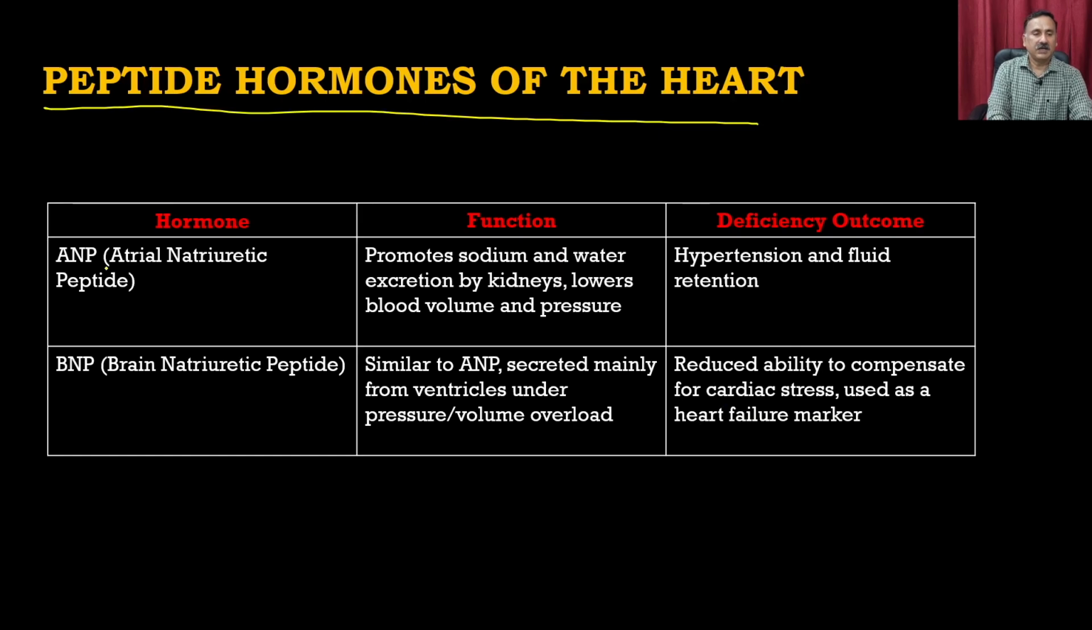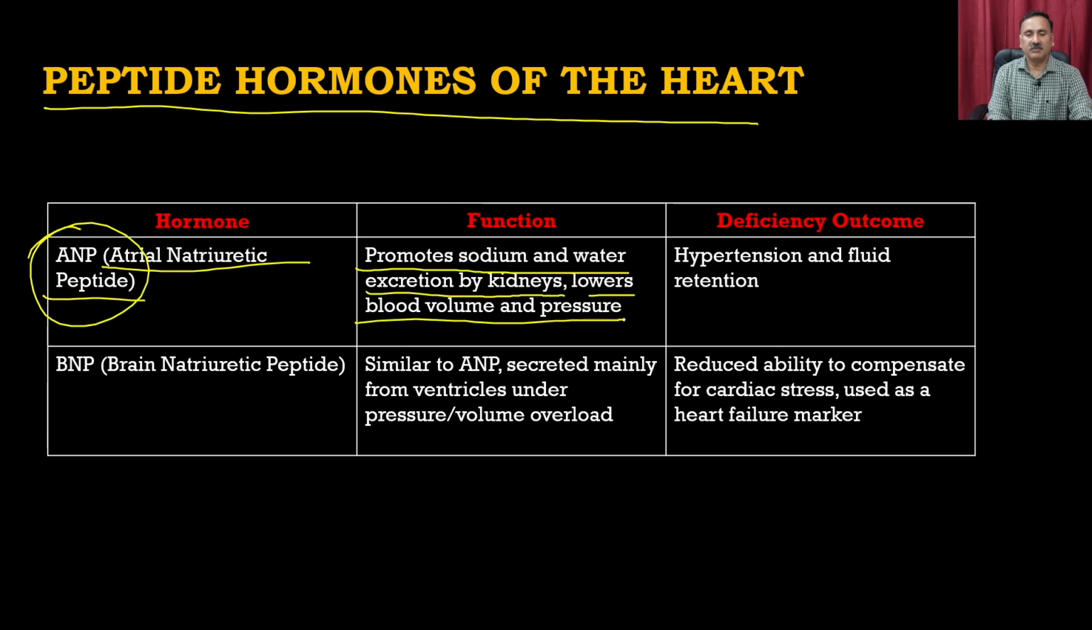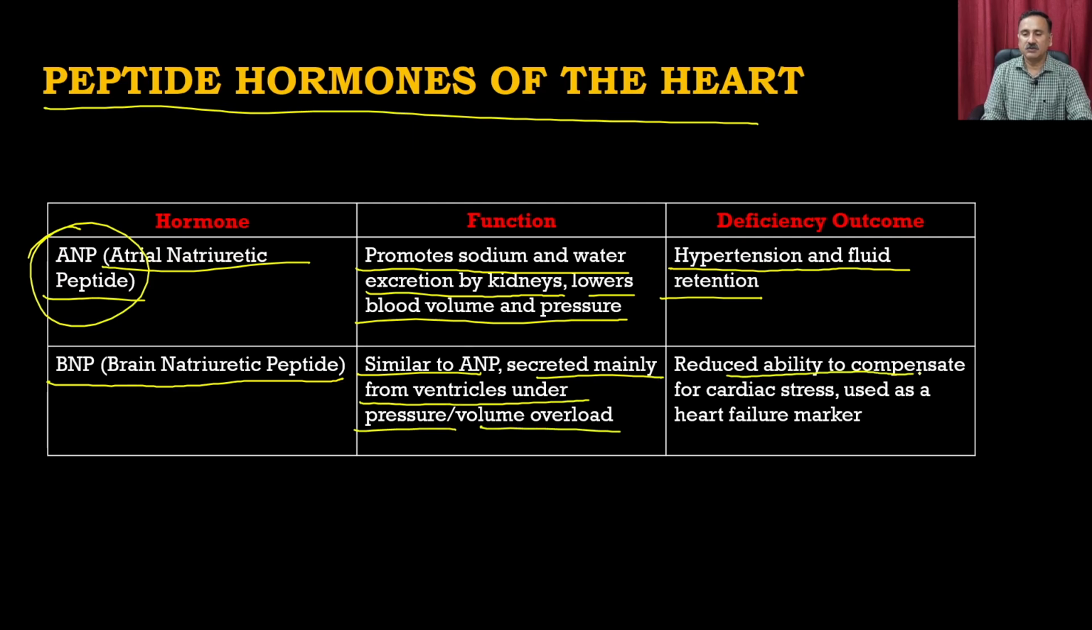Then we also have the peptide hormones from the heart, right? And it is going to be atrial natriuretic peptide, or ANP. ANP promotes sodium and water excretion by the kidney and lowers blood volume and pressure. And if there is a reduction of ANP, then it is going to cause hypertension and fluid retention. Then we also have the brain natriuretic peptide, or BNP, and that is similar to ANP but secreted mainly from the ventricles under pressure or volume overload. This reduces the ability to compensate for cardiac stress and is used as a heart failure marker.